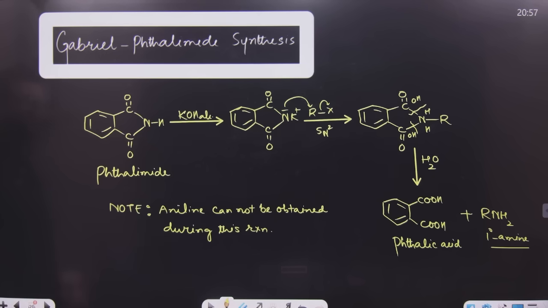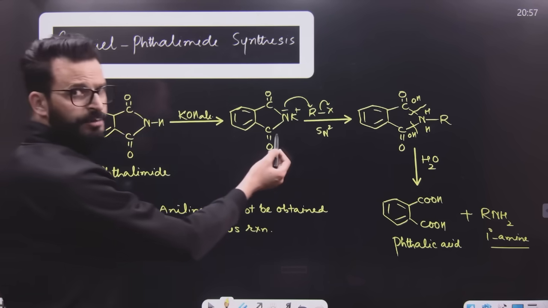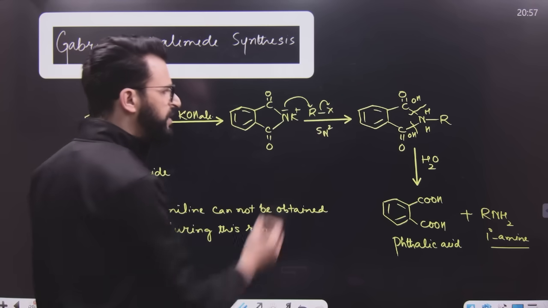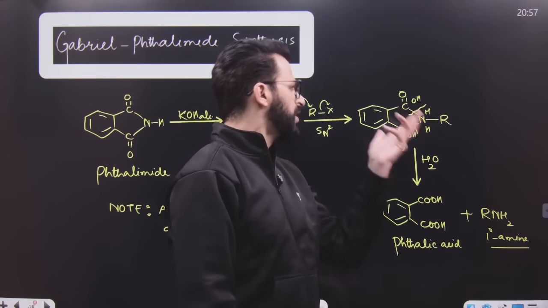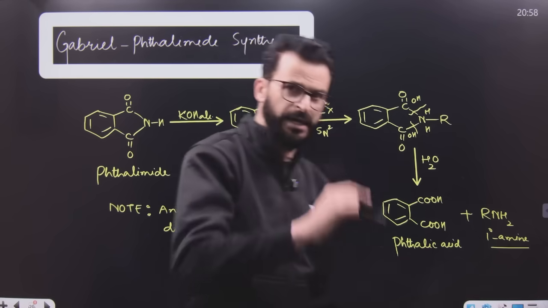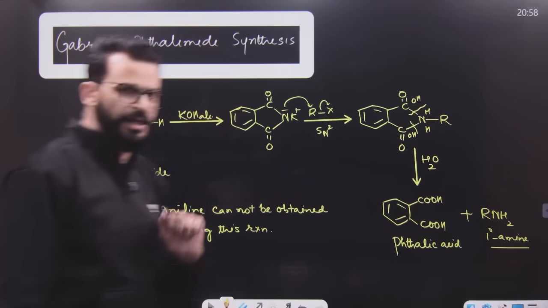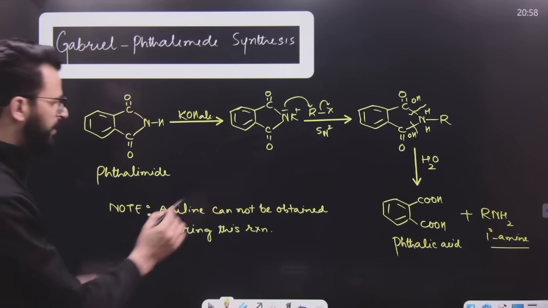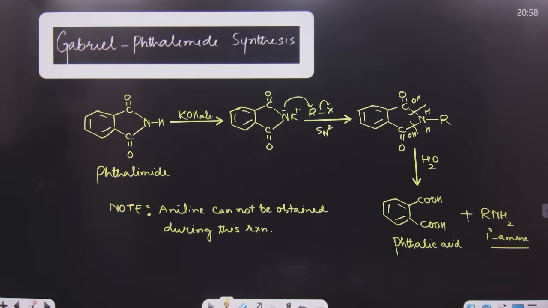reaction. After that, whenever phthalimide is treated with base, it first results in the formation of potassium phthalimide, which on treatment with alkyl halide undergoes SN2 reaction, resulting in the formation of N-alkyl phthalimide, which upon hydrolysis gives phthalic acid and primary amine. So remember, during Gabriel phthalimide reaction, we get primary amine. And remember that the primary amine should not be primary aromatic amine, because aniline cannot be obtained during this reaction.